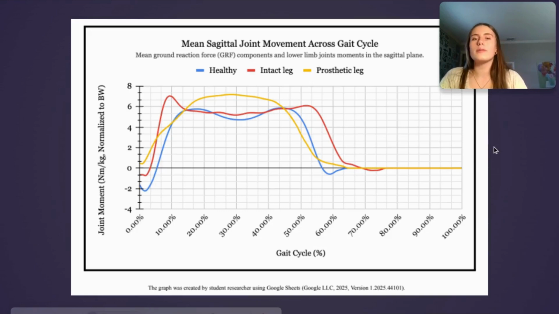So first, I will be describing the joint movement in the gait cycle. Here we have people who are completely healthy. These are the 20 healthy patients. And then for the intact patients, we have their intact leg and the prosthetic leg, as shown here.